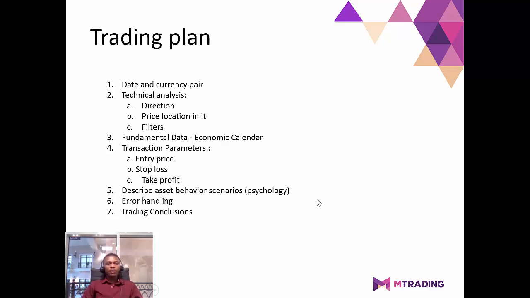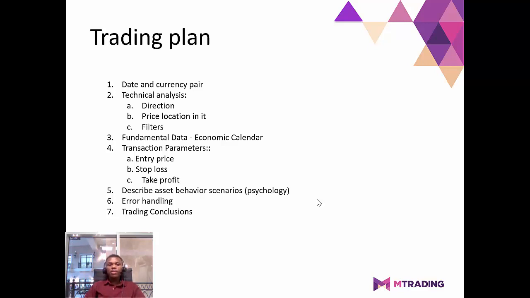Number two is direction of the price. You need to make sure that you know where the price is and write it down. B is price location. Now, where is the position of the price at this moment? You need to write it down. Then you have to write what the filters are indicating, RSI or MACD or any other tool that can show you the direction of the price. You need to record this.